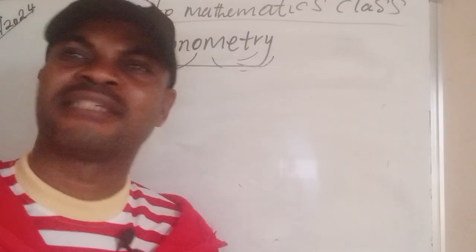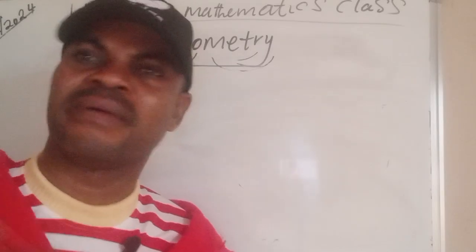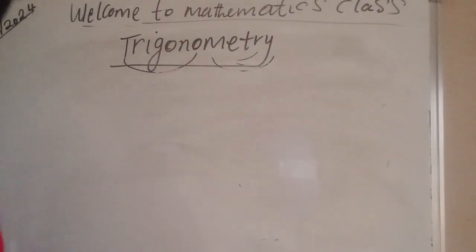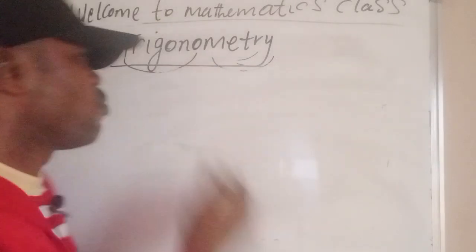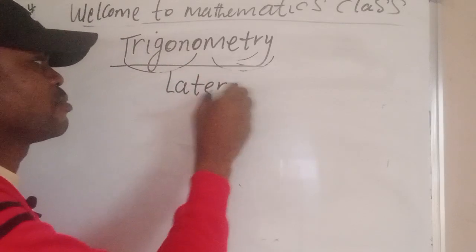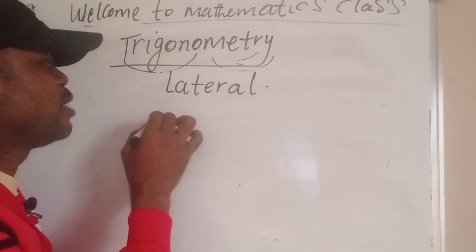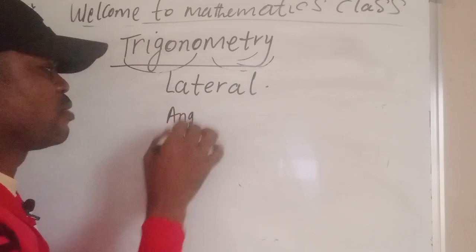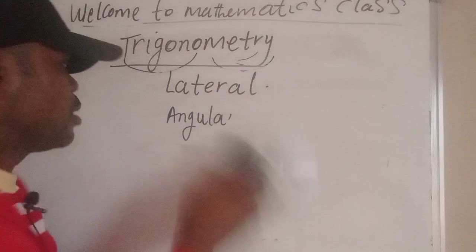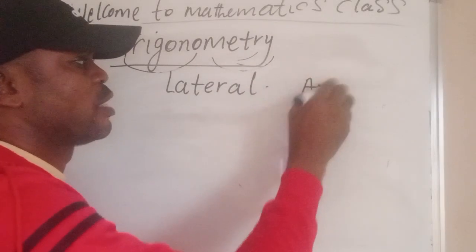In other words, we can classify triangles based on their sides, talking about the lateral classification, as well as the angular classification. So we have 2 ways of classifying triangles. One is the lateral classification of triangle, as well as what we call the angular classification of triangle.